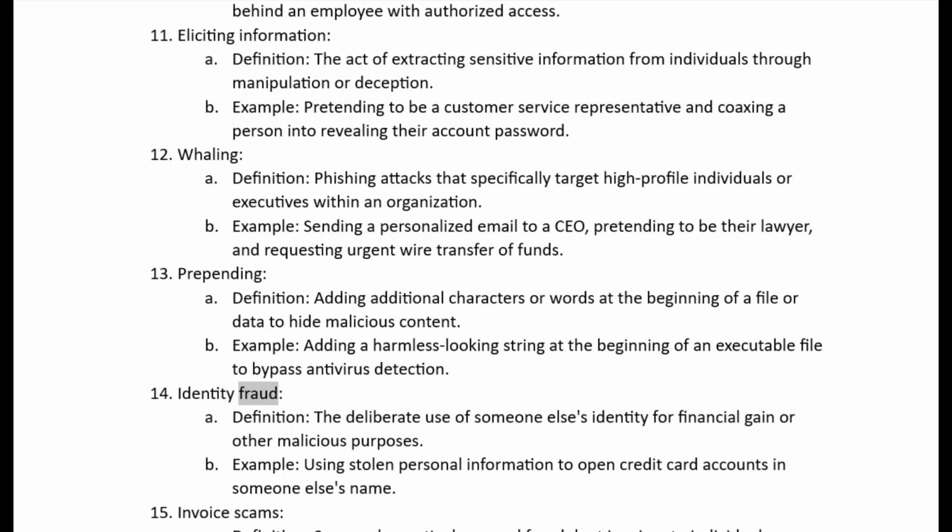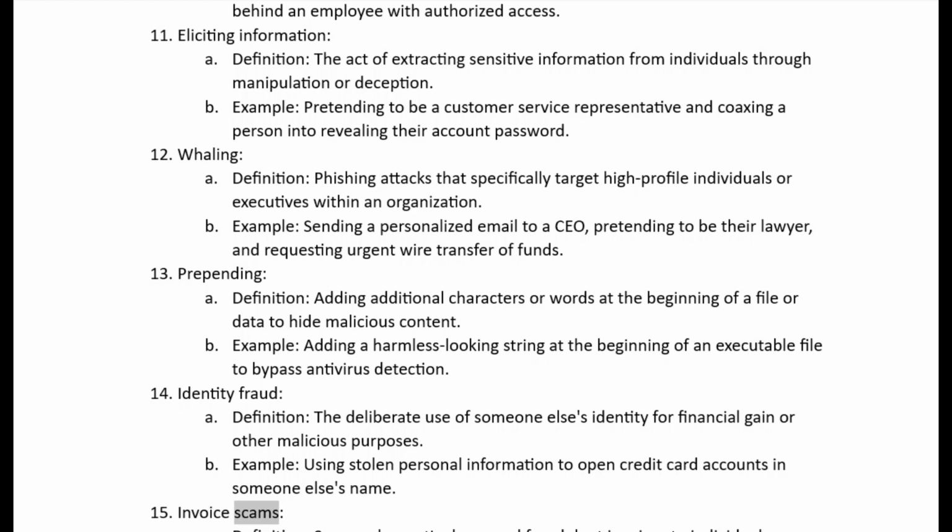Identity fraud. Definition: the deliberate use of someone else's identity for financial gain or other malicious purposes. Example: using stolen personal information to open credit card accounts in someone else's name.